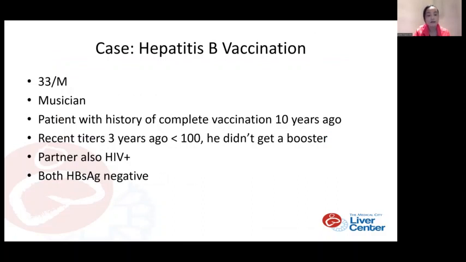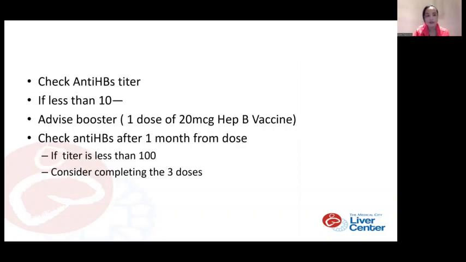Now we'll discuss hepatitis B vaccination. This is a 33-year-old male, a musician with a history of complete vaccination 10 years ago. As he recalls, 3 years ago his titer for anti-HBs was less than 100, and he doesn't recall having a booster. Both he and his partner are HIV positive. Both are S antigen negative on screening.